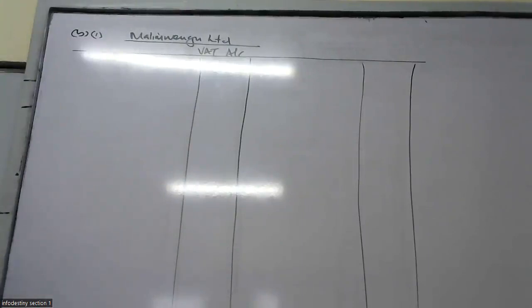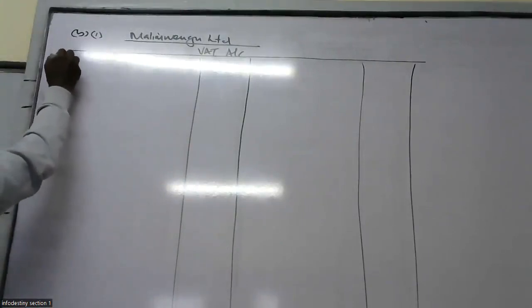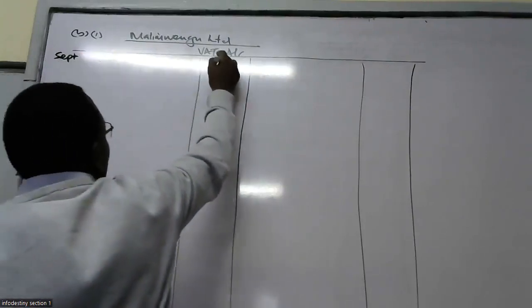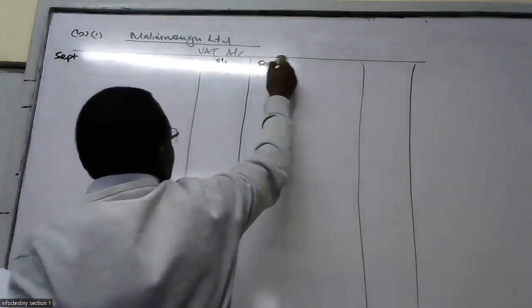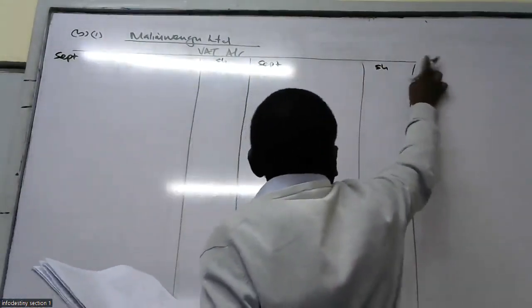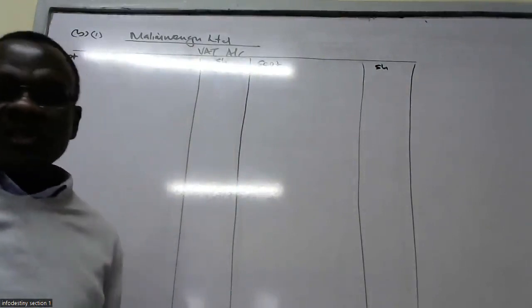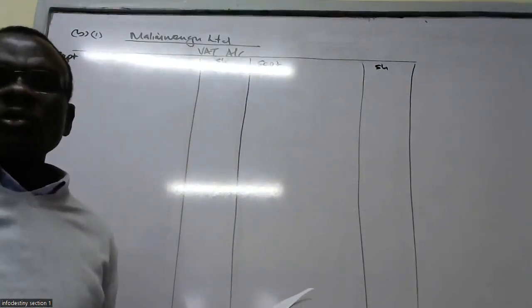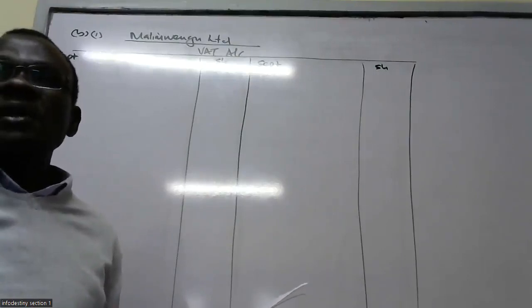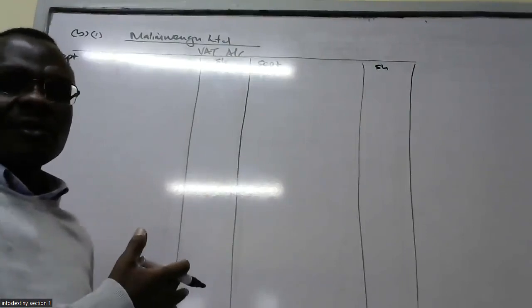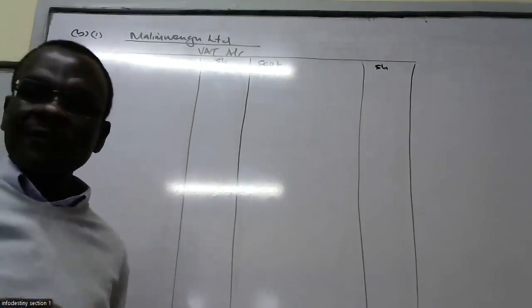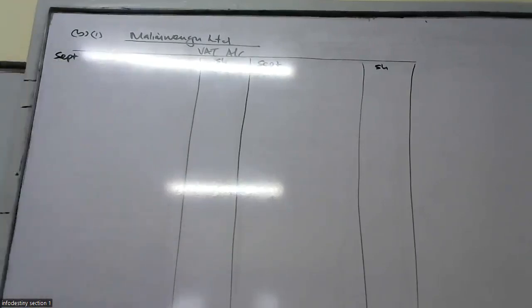So all transactions are in September. September 1st, brought forward merchandise purchased in the previous month. In the VAT account, you don't bring forward stock. You can bring forward a VAT refund, remember the previous question with the refund, but not merchandise, not stock. So September 1st, ignore. 3rd September, purchase of merchandise 185,600.